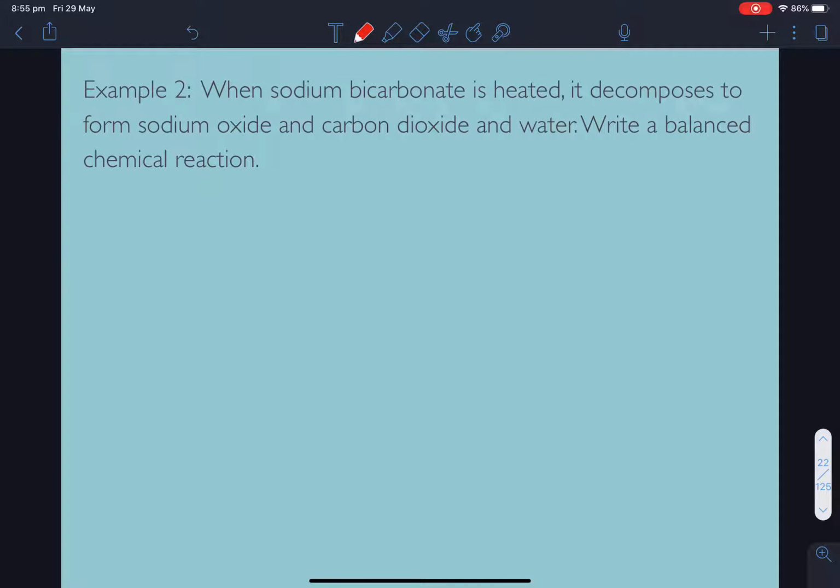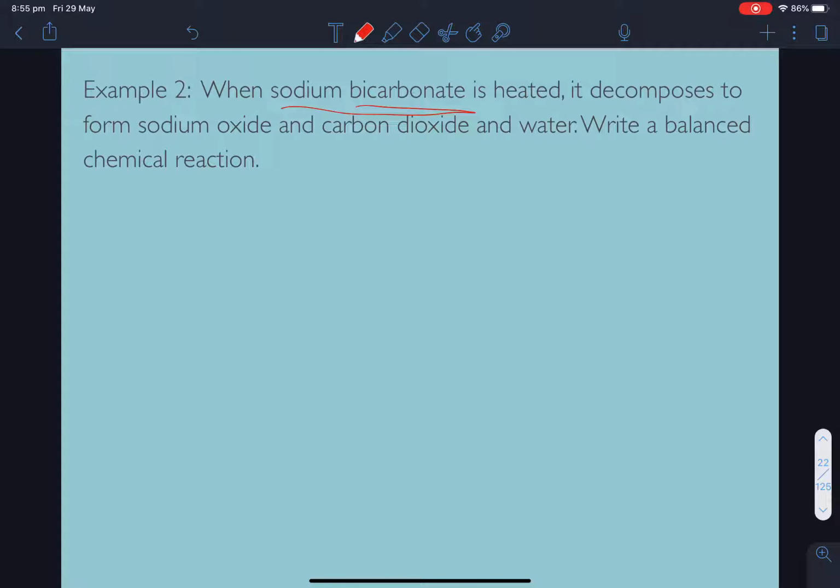When sodium bicarbonate is heated, it decomposes to form sodium oxide and carbon dioxide and water. Write a balanced chemical equation. Okay, first we're going to figure out what the reactants and the products are and start writing formulas for them. So when sodium bicarbonate is heated, it decomposes.